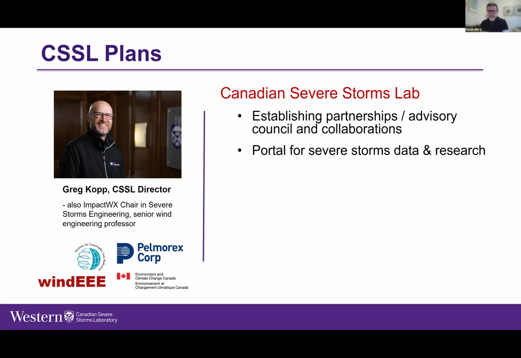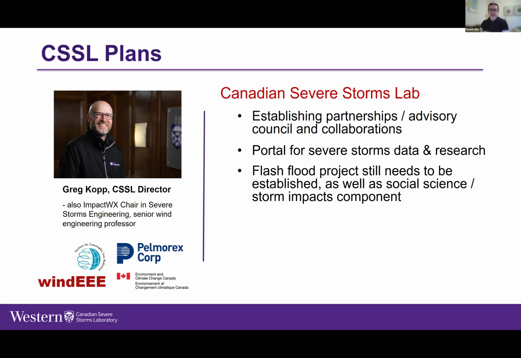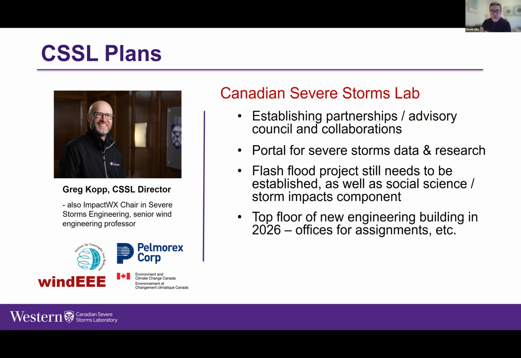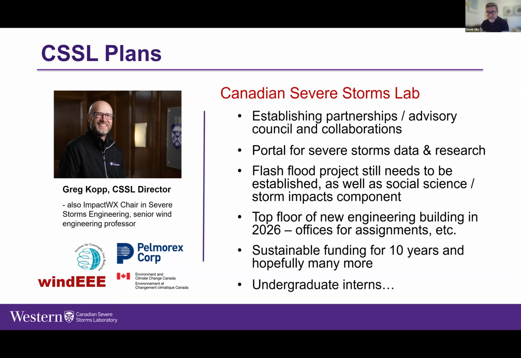So what we want to create, again, is a hub or a portal for severe storms data and research. We're going to be adding that flash flood project that still needs to be established. We also want to work on a social science storm impacts component that's more than just what we have currently. There's a new engineering building being built at Western, and we're going to get the top floor of that building for offices. There will be offices for assignments from other places if you're interested. Sustainable funding, like I said, with this donation over 10 years, hopefully many more. And we do hire a lot of undergraduate interns to help with this project.